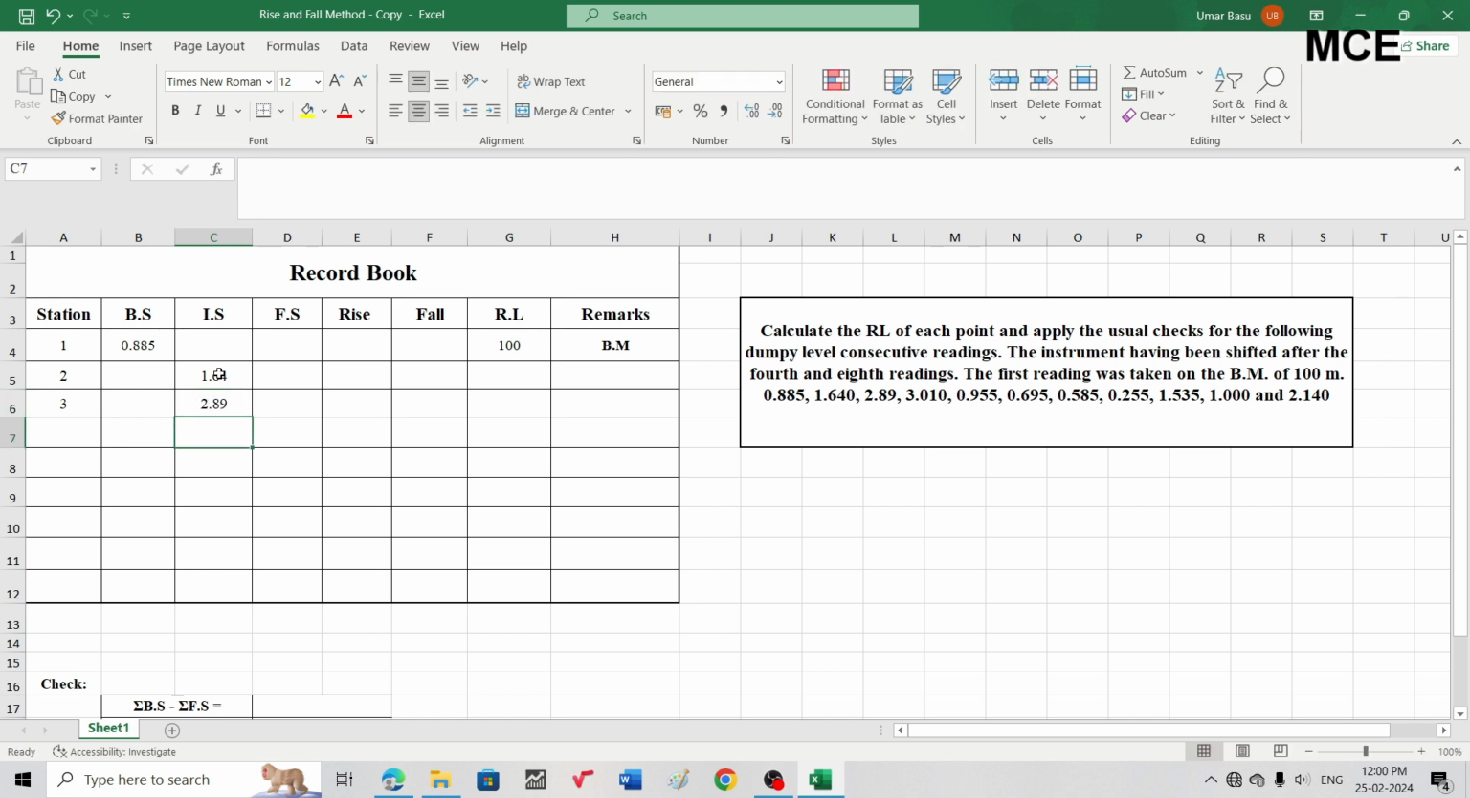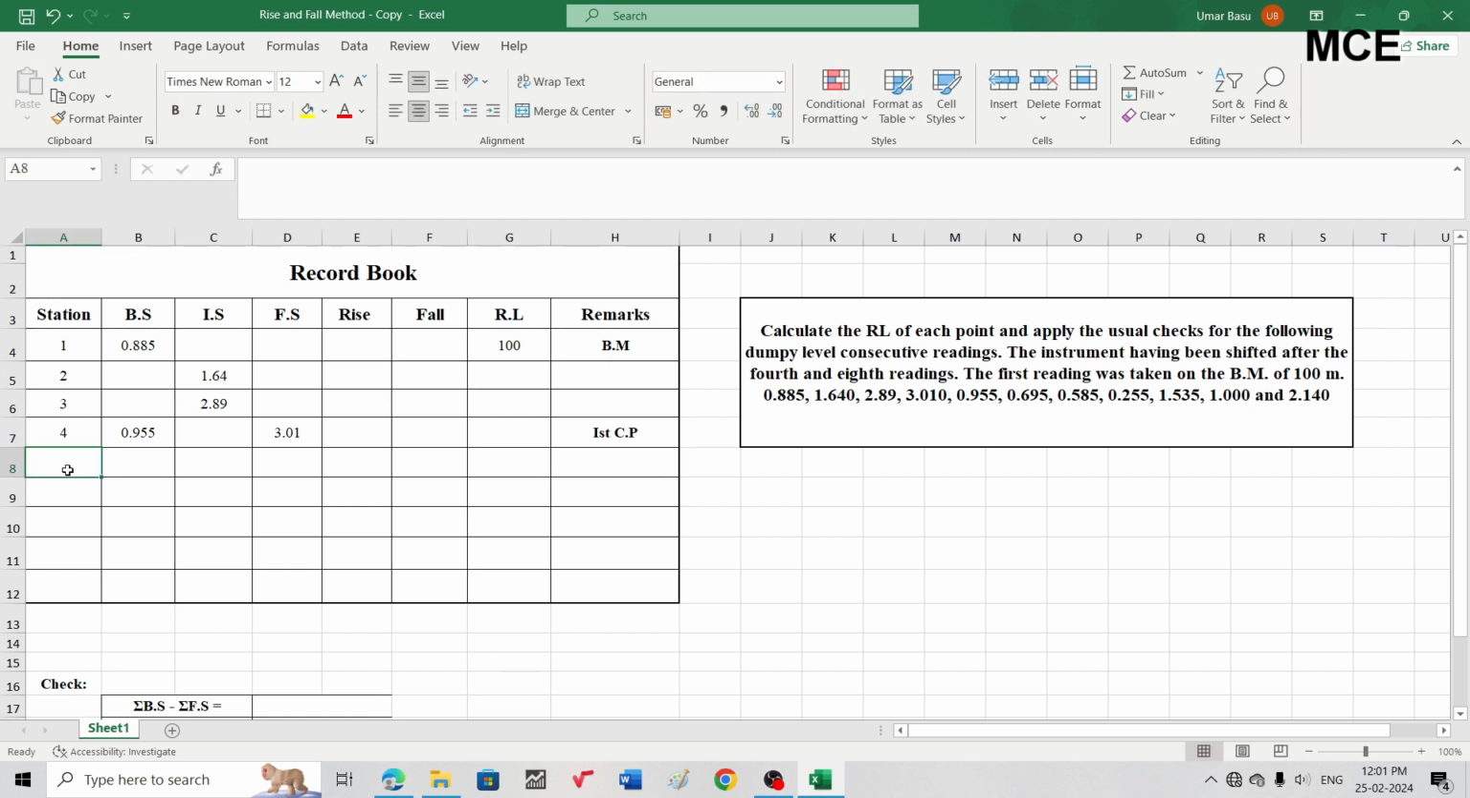2.89. Then the next reading, fourth at station 4, will be written in the foresight column because it's given that the instrument is being shifted after the fourth and the eighth reading. So write the fourth reading in the foresight column, which is 3.010. And the fifth reading will be written in the same row but in the backsight column, which is 0.955. This is our first change point. So in remarks write first change point.